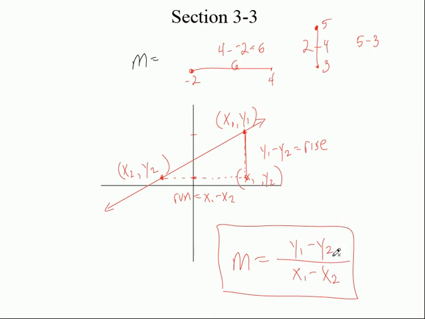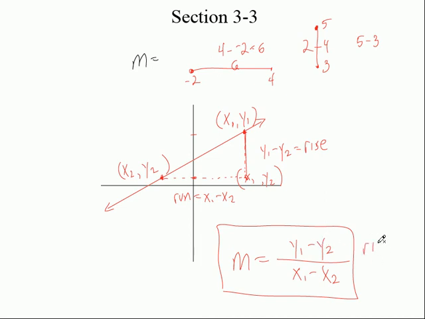Listen, I'm going to say this a whole bunch. This is the first time that I've said it, but I'm going to say it a whole bunch. Get it right off the bat. This means you subtract the y's, you put it on top, and you subtract the x's and you put it where? On the bottom. How can you remember that the y's go on the top?